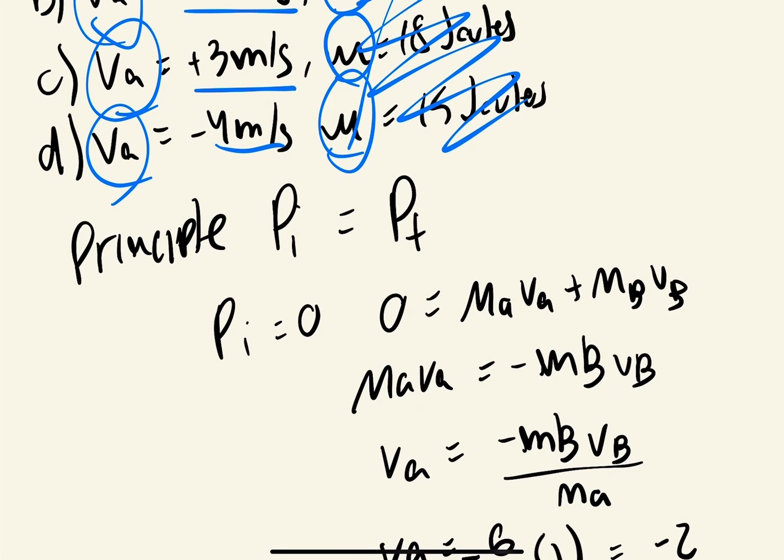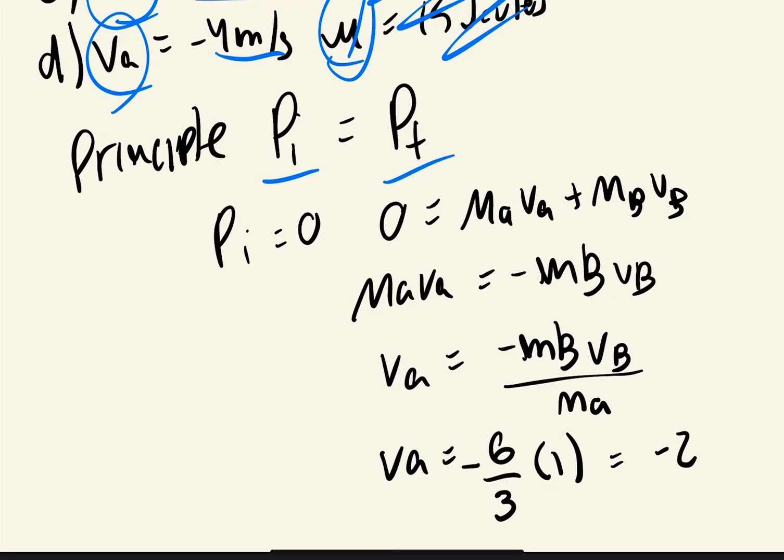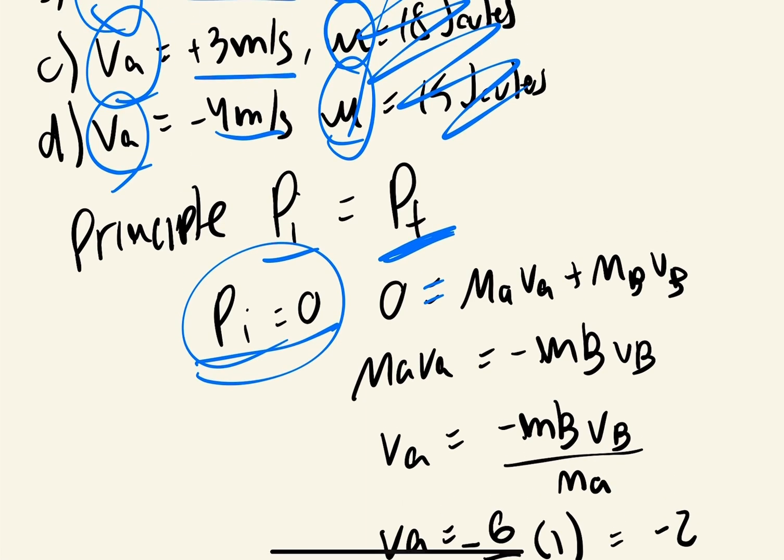So the principle here is that P initial is equal to P final, right? P initial though is 0. The initial momentum is 0. So then we're left with final momentum, which is going to be 0 equals MA VA plus MB VB, right? We're dealing with block A and block B.